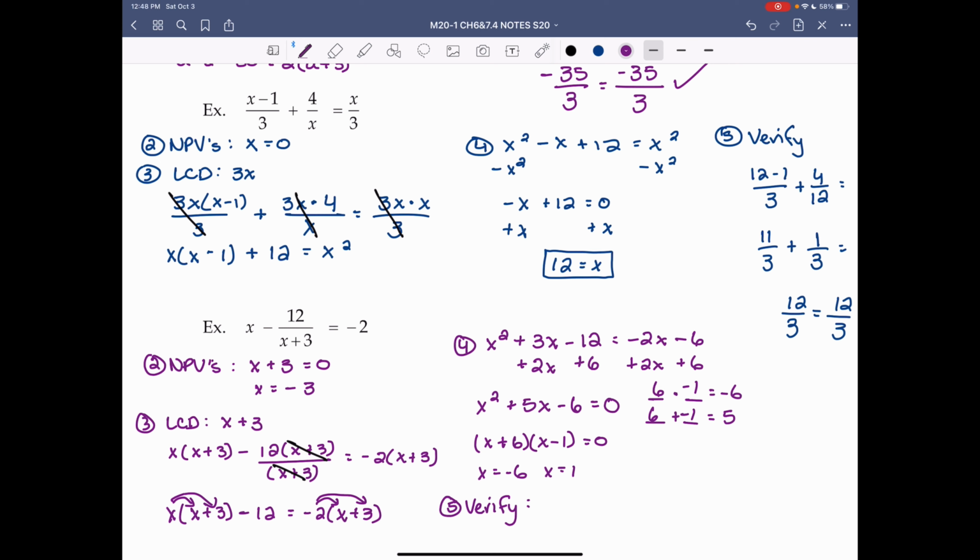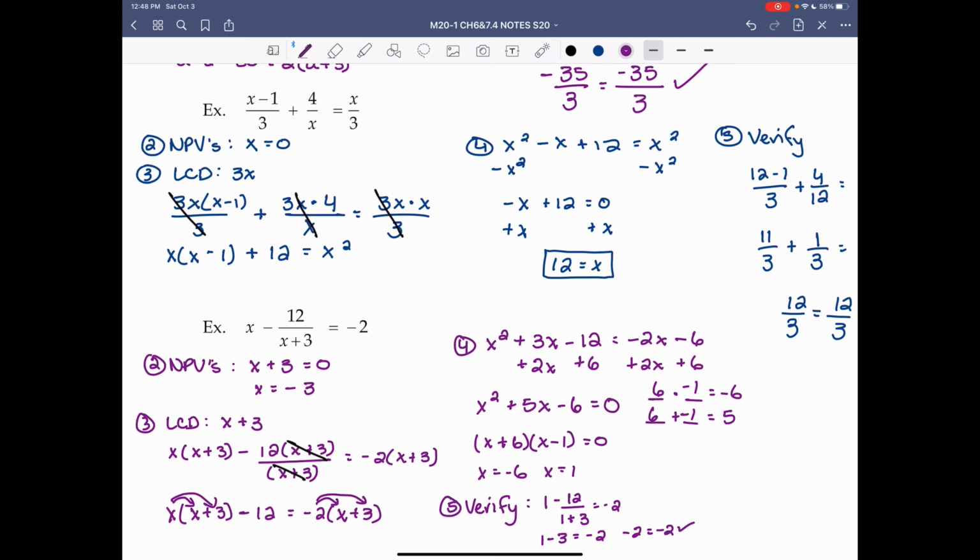I'm going to start with 1 minus 12 over 1 plus 3 equals -2. 12 divided by 1 plus 3 is 4, so 12 divided by 4 is 3. 1 minus 3 equals -2. 1 minus 3 is -2, which equals -2, so that's verified.